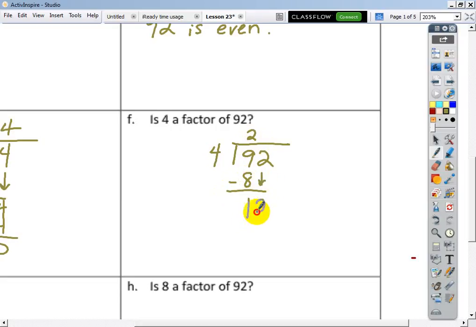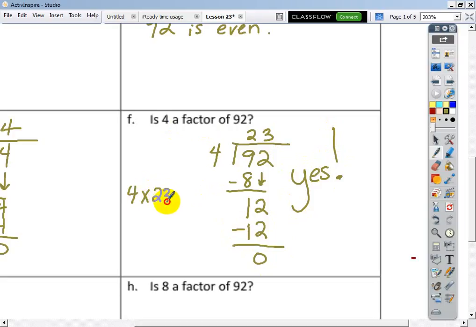Bring down the 2. 4 goes into 12? Yeah, it does. So I'm good to go. 4 goes into 12 exactly. Do you know? You can beat me on this one. 3 times. That's 12. And since I subtract and I get 0 as a remainder, it is a big yes for this one. 4 is a factor. Yes, because 4 times 23 equals 92. We just proved it right there.